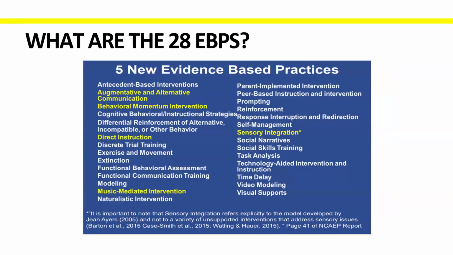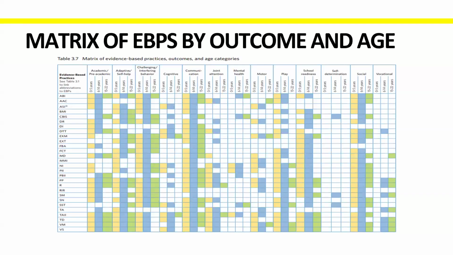So these are the 28 evidence-based practices that are recognized by Captain and the NCAEP, which is one of the authorities on autism. So the 5 that are yellow are the newest evidence-based practices that have been added to this list. And we'll go more into this when we visit the website, as well as this.